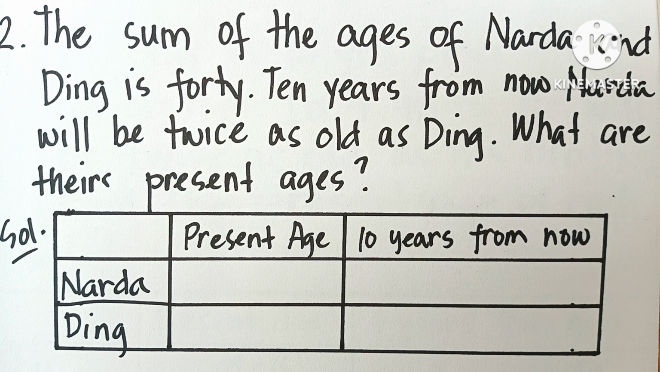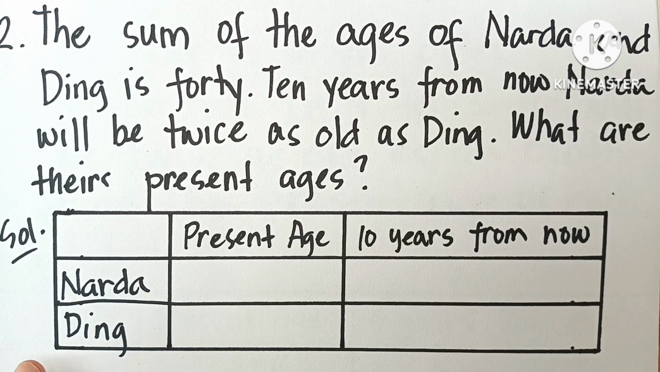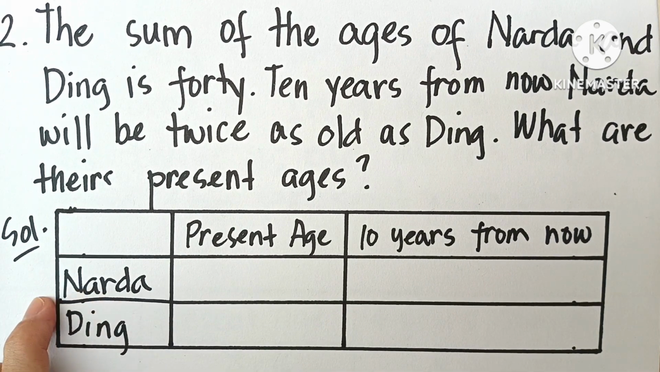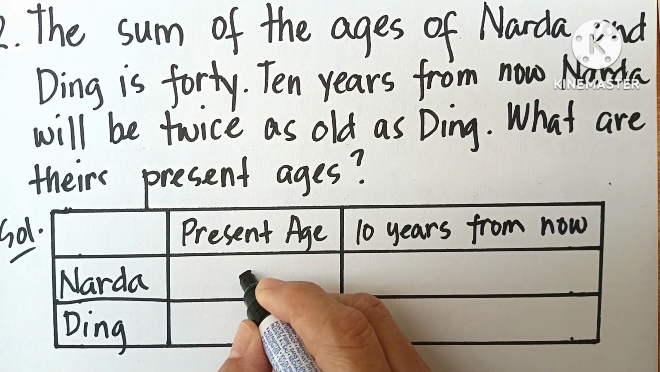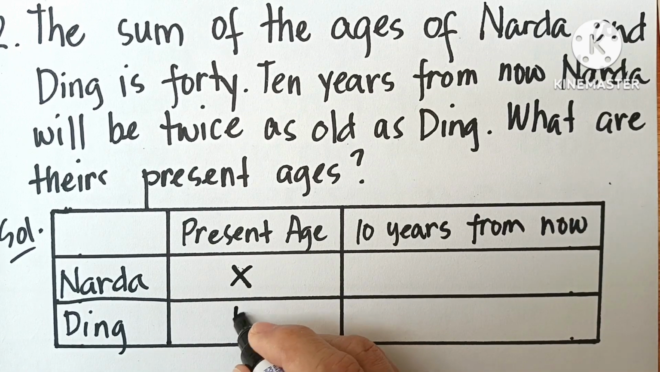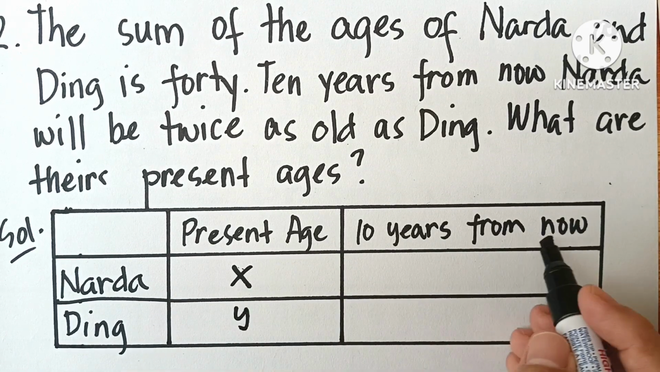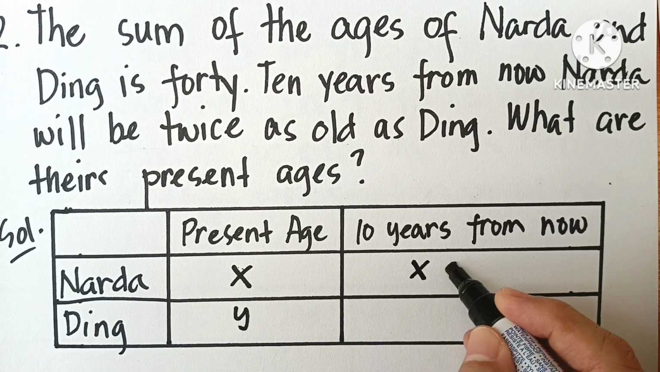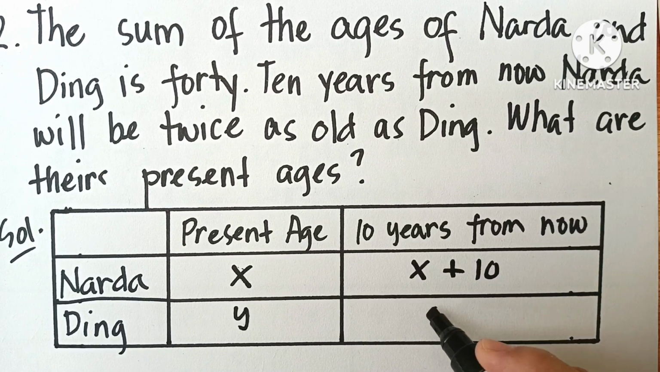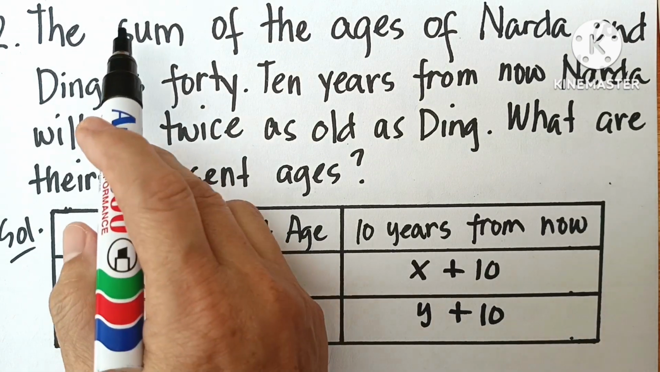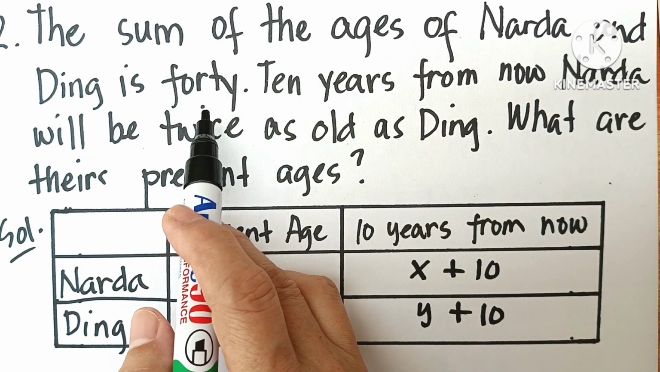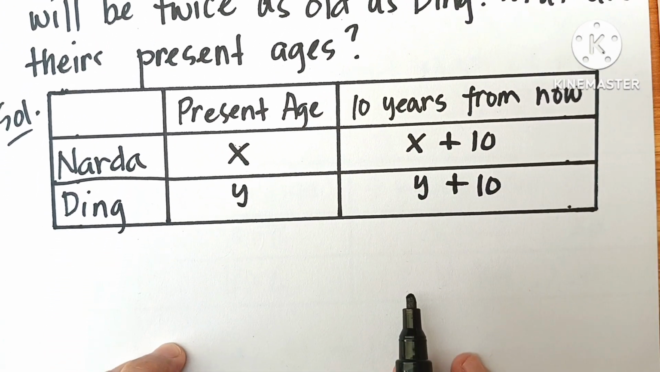The sum of the ages of Narda and Ding is 40. 10 years from now, Narda will be twice as old as Ding. What are their present ages? Okay, so we have Narda and Ding. Let us denote the present age of Narda by x and the age of Ding by y. Of course, Narda's age 10 years from now would be x plus 10 and Ding's age would be y plus 10.